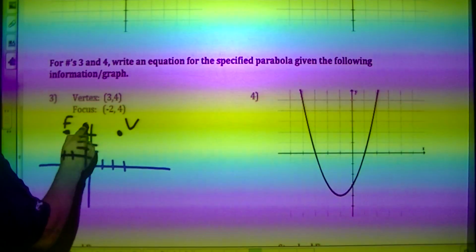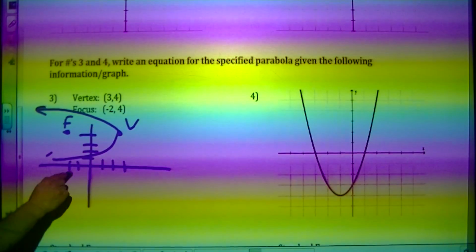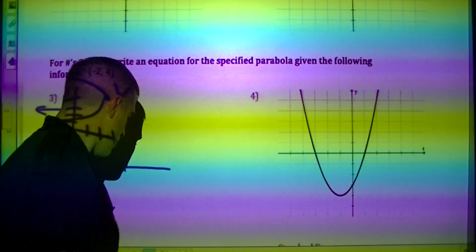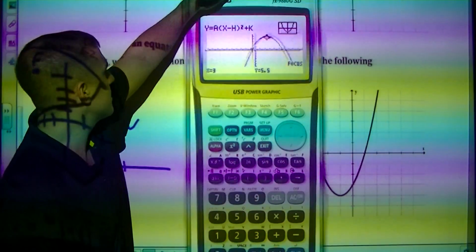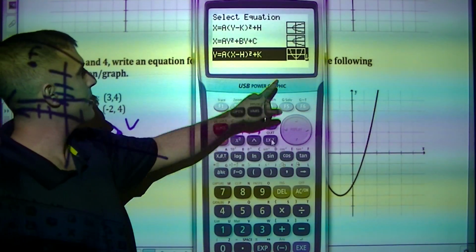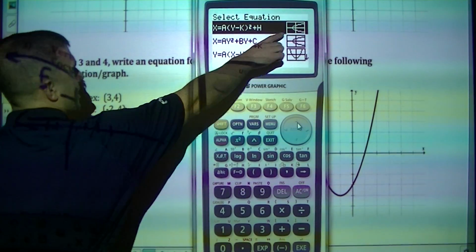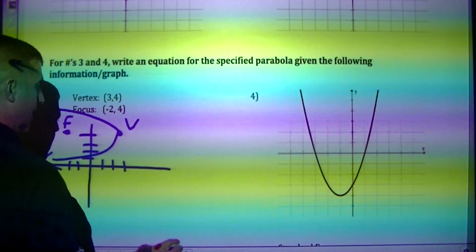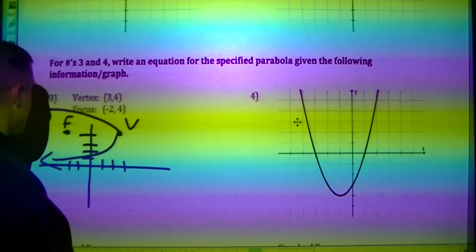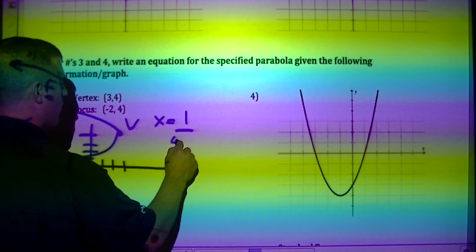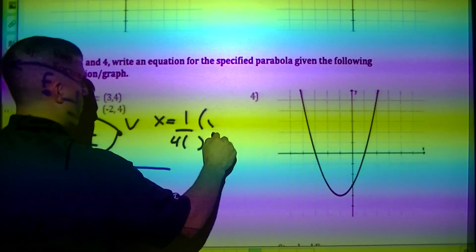There's my focus. So I know my graph goes this way. Now, that means I'm going to be an x equals equation. If you ever have issues with that, you can always go into the calculator and the pictures tell you, all right, that's a left and right, that's got to be x equals. Now what I can do there is x equals 1 over 4 with a space, y squared.